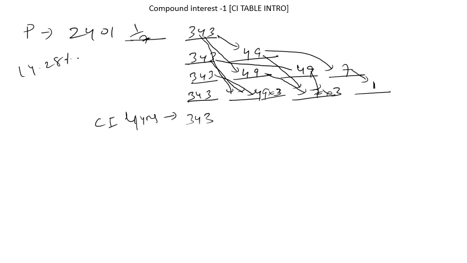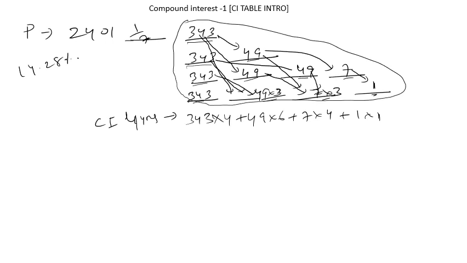343 is appearing how many times, students? This is 343 once, twice, thrice, 4 times. So 343 into 4 plus 49 is appearing how many times? See, 1, 2, 3, and this is 3 more, means 49 into 6, and 7 is appearing how many times? Once and 3 times. This is 7 into 4 plus 1 into 1. 1 is appearing only once. Basically 4 years CI is this much. This whole part is 4 years compound interest. Alright. So I'm multiplying basically with 4641. The significance of this I'll come to in a moment.